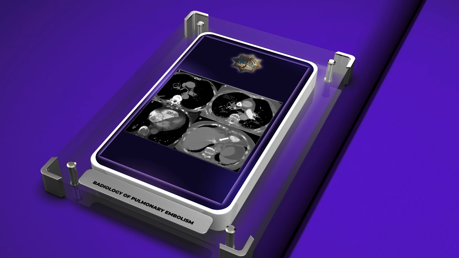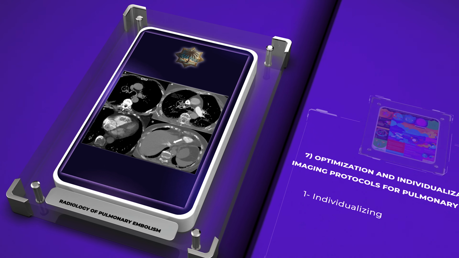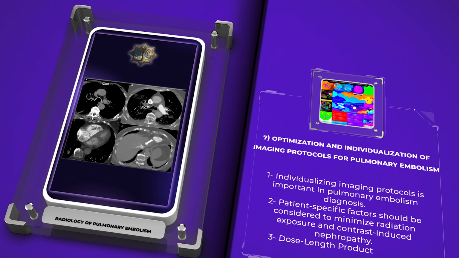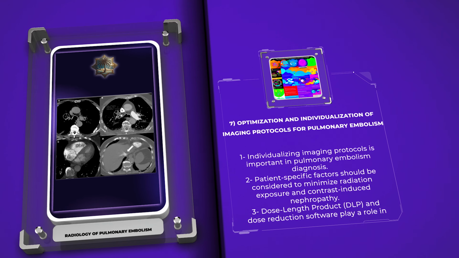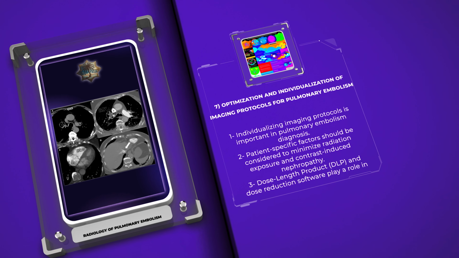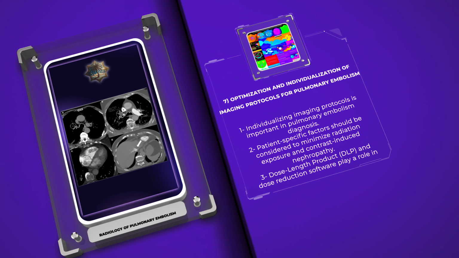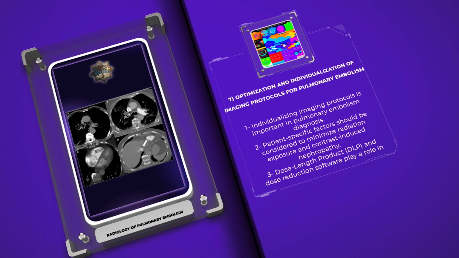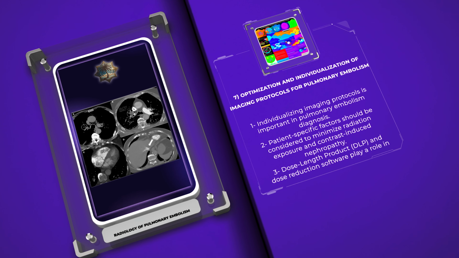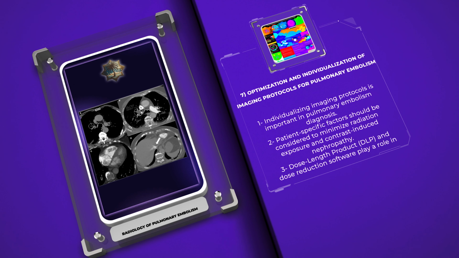Moving on, we will explore the importance of optimizing and individualizing imaging protocols for pulmonary embolism. Patient-specific factors, such as renal function, body habitus, and previous imaging examinations, need to be considered to minimize radiation exposure, contrast-induced nephropathy, and optimize diagnostic accuracy. We will delve into the principles of dose-length product, DLP, iterative image reconstruction techniques, and the role of dose reduction software in achieving these objectives.